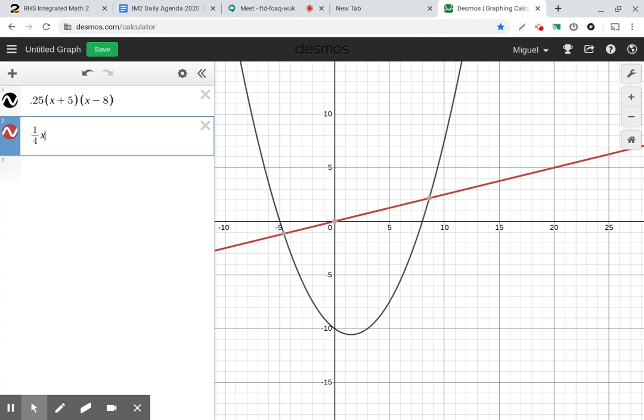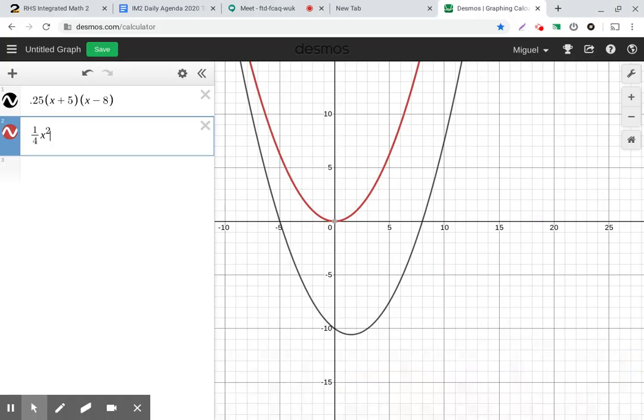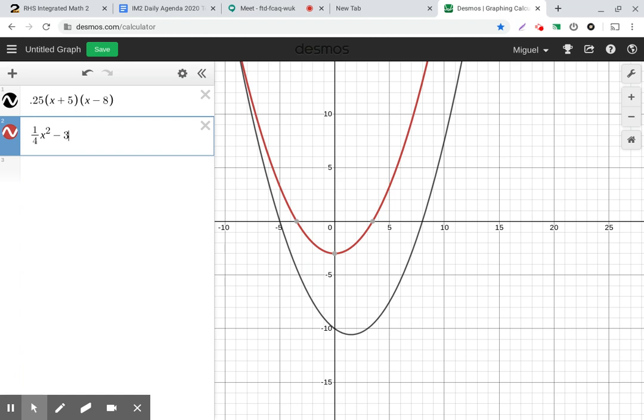1/4 x squared, right? I didn't get to write it down. Oh, okay, let me just look here. Minus 3/4, minus 10. Okay, let me do minus 3/4 x and then minus 10. All right, notice how it's the exact same equation. See that?